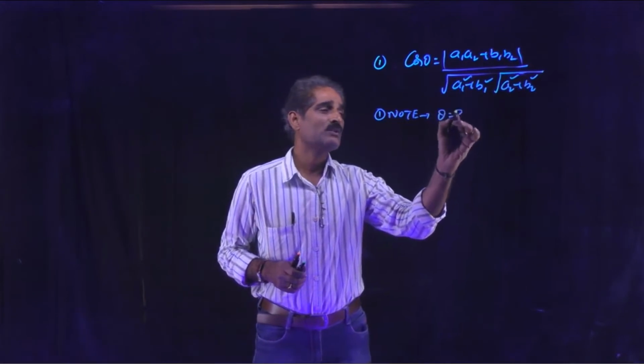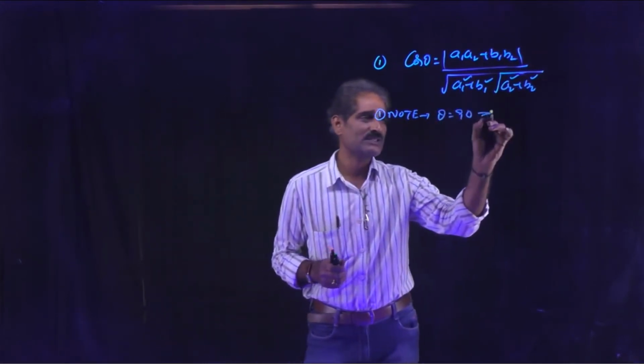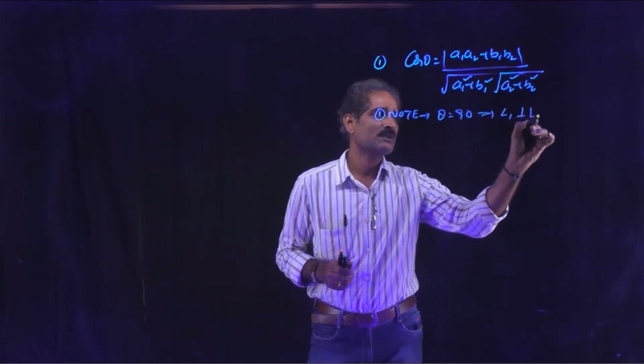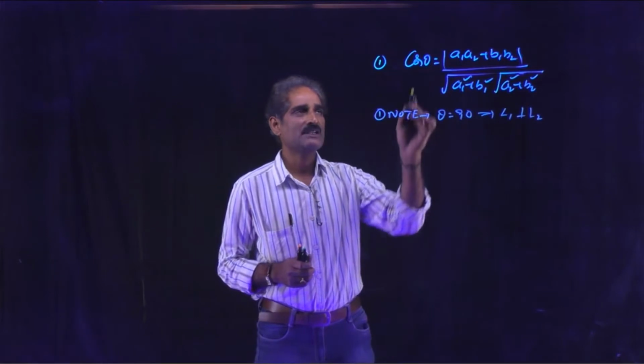Theta is equal to 90 degrees. That means the two lines are perpendicular. It implies L1 is perpendicular to L2. So if theta takes 90 degrees, then what will happen?